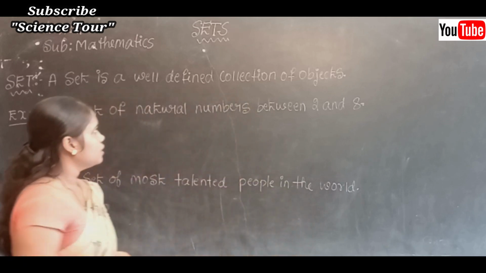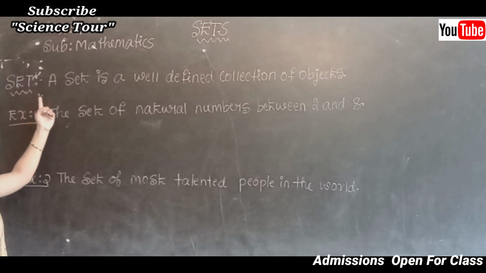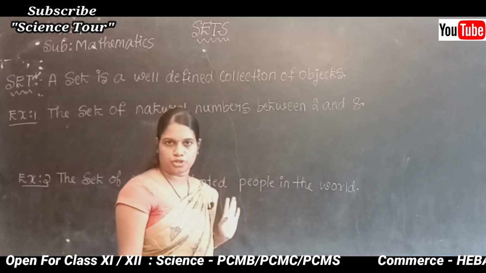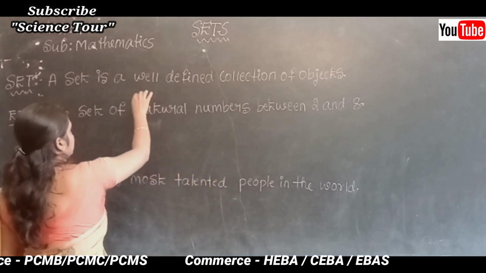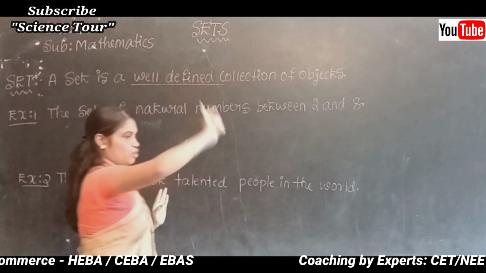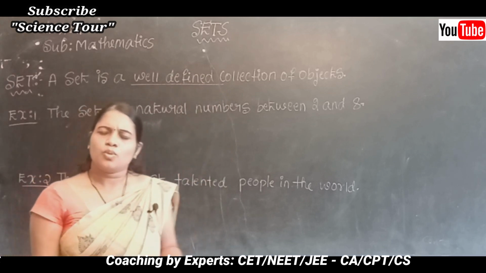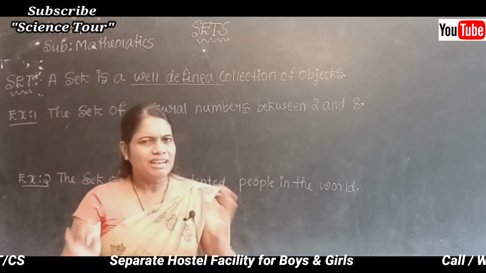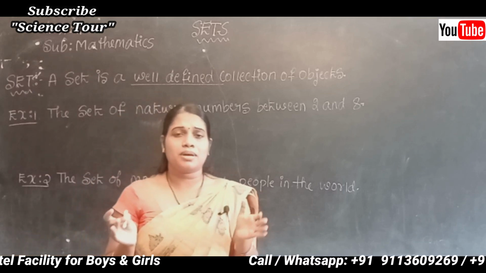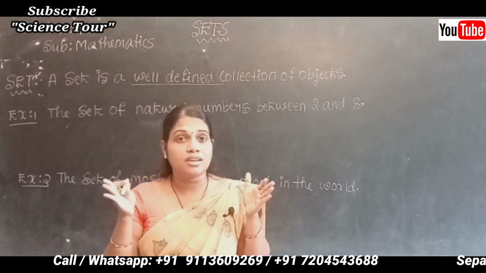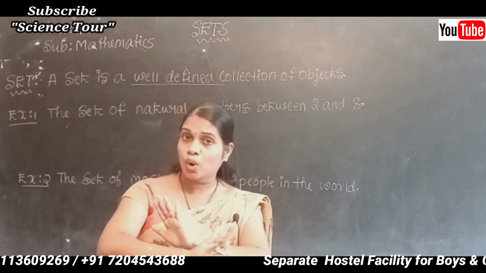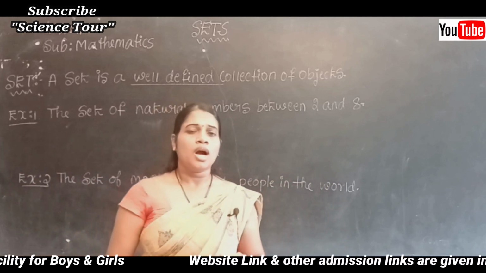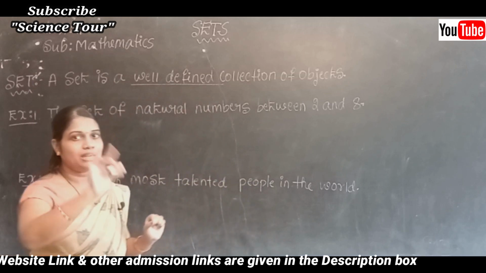According to the definition, a set is a well-defined collection of objects. So students, what is the meaning of this well-defined? Well-defined means that the collection must be particular in number. That collection should not vary from person to person. That must be particular. So I will consider one example which is a well-defined collection.